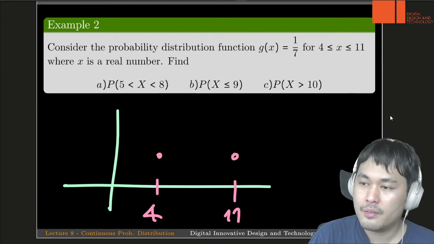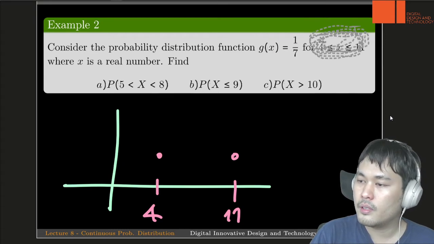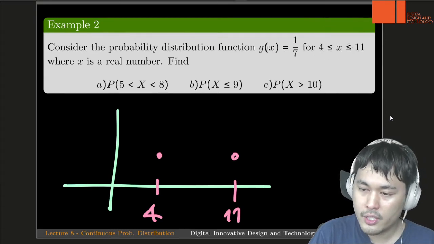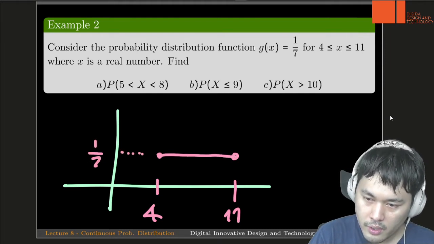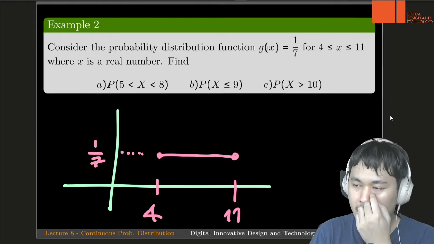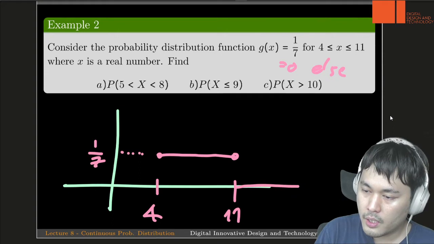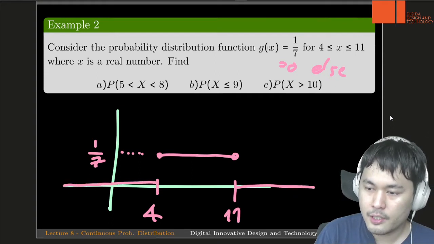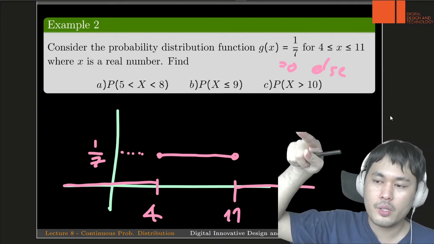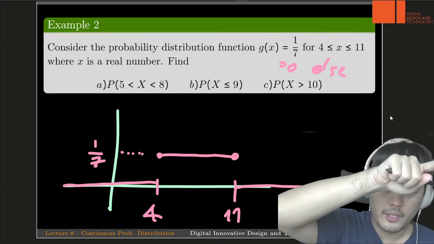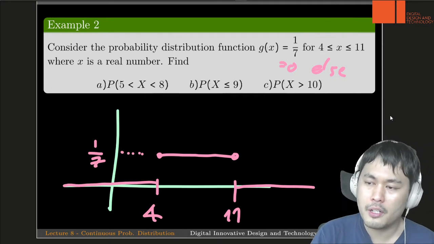For all these values, the value of the function, for all the values of x in this range, is 1 over 7. So we get 1 over 7 there. And again, I should specify that it is 0 anywhere else. So we're going to get that kind of curve. It's flat 0, and then we jump up to 1 over 7, and then we keep at 1 over 7, and then we jump down to 0, and then that continues to be 0 forever.